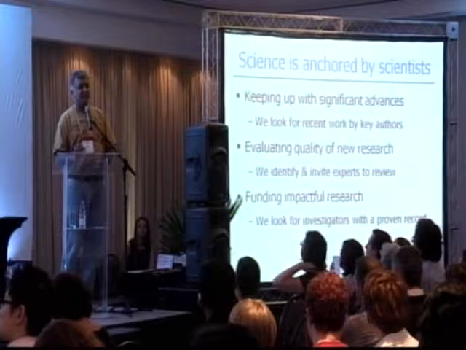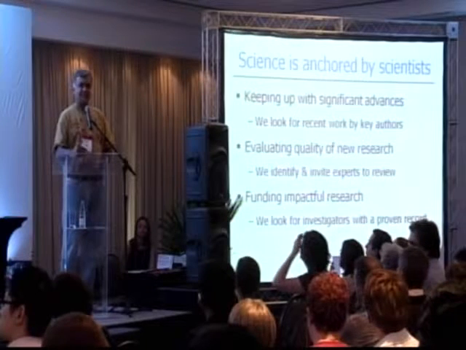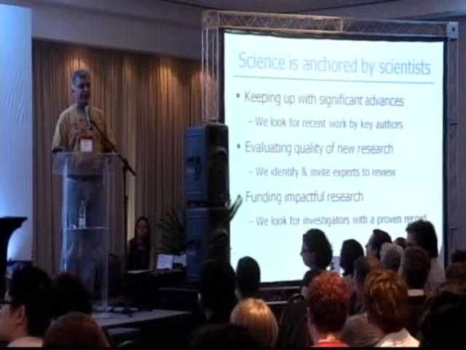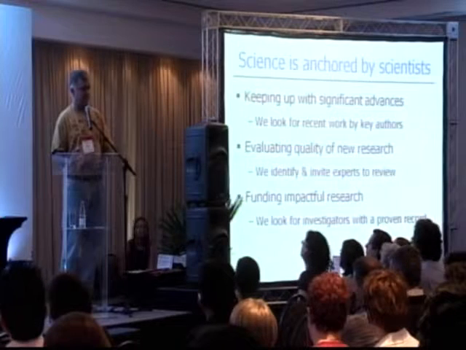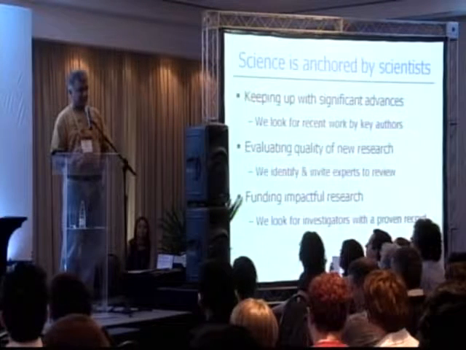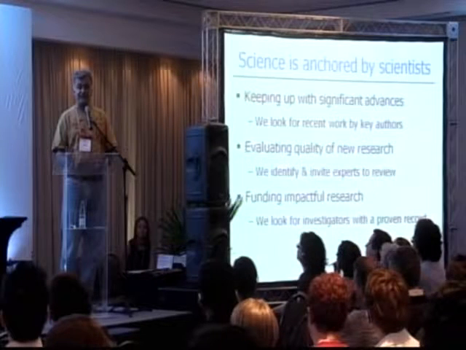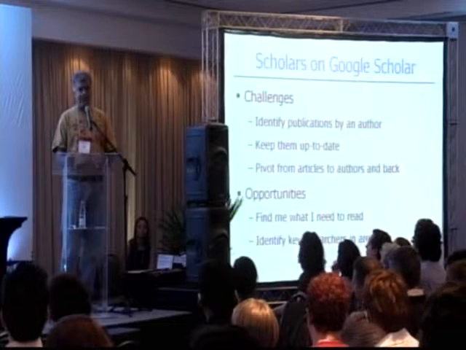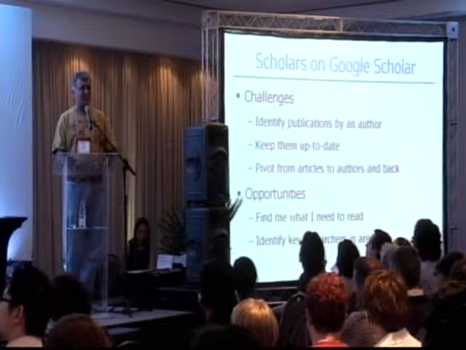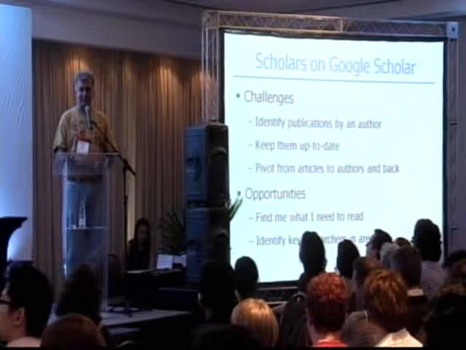Using the authors then either directly as a search result or as a mechanism to pivot from what you have already found to others that may be of interest to you. So what does it take to put scholars on Google Scholar?